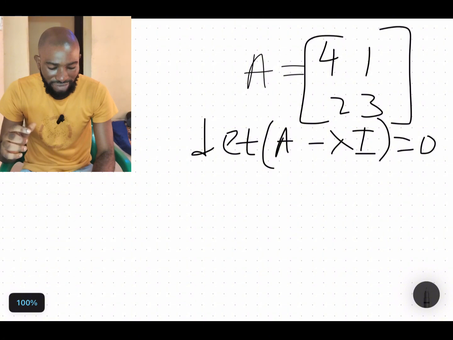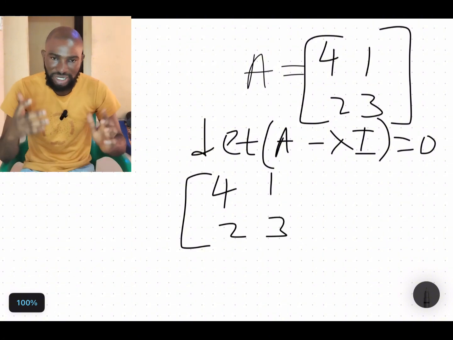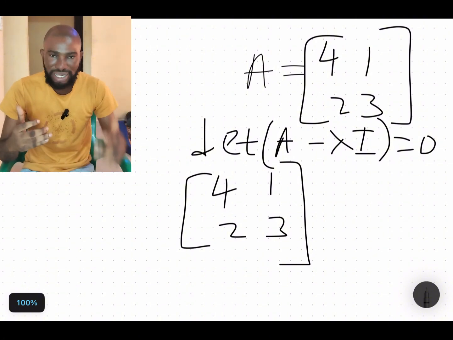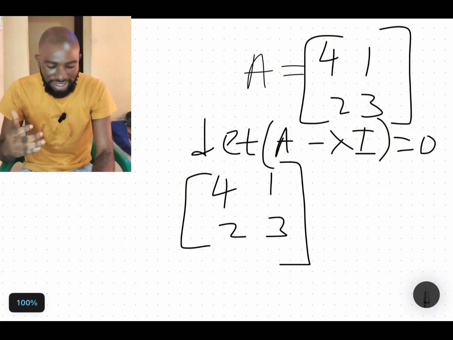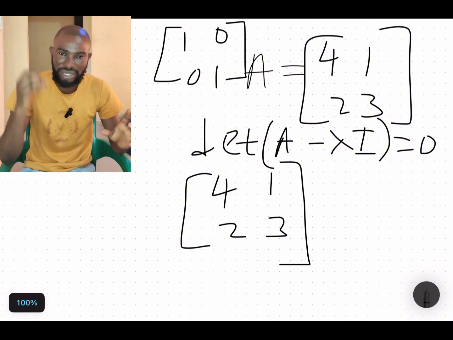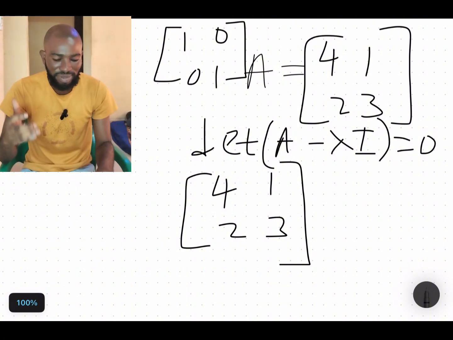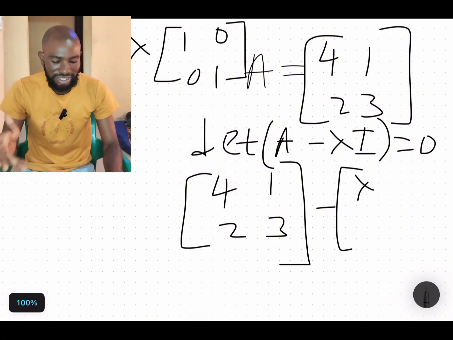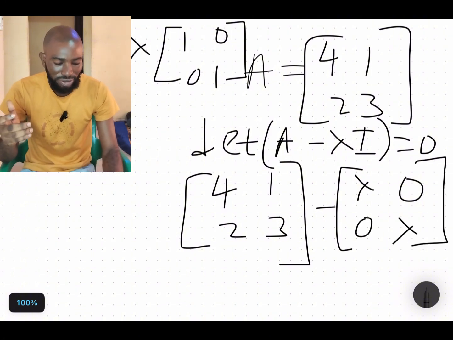Now let's go and subtract this. We have our A as 4, 1, then 2, 3. When you multiply the eigenvalue by the identity matrix, your identity matrix is simply 1, 0, 0, 1. So lambda times 1 gives us lambda, lambda times 0 gives us 0, lambda times 0 gives us 0, and lambda times 1 gives us lambda.